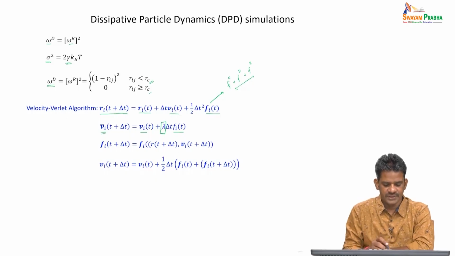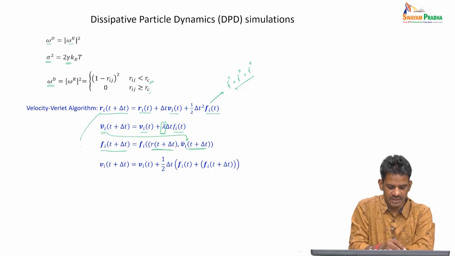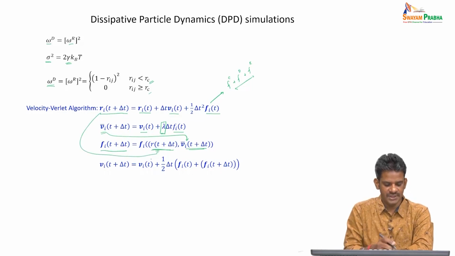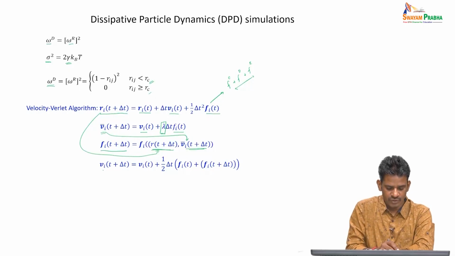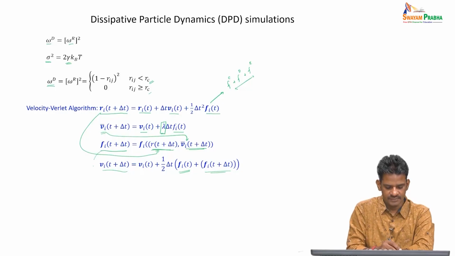And once we do this, we calculate the new force at t plus delta t using the new position and the new velocity we just calculated. So, this Vi bar comes from here, and similarly this R comes here. Once we have updated the new positions and new velocities, we calculate the new force, and then in the second step we update the velocity one more time using the forces of the current step as well as the force of the next time step, which we just calculated here.